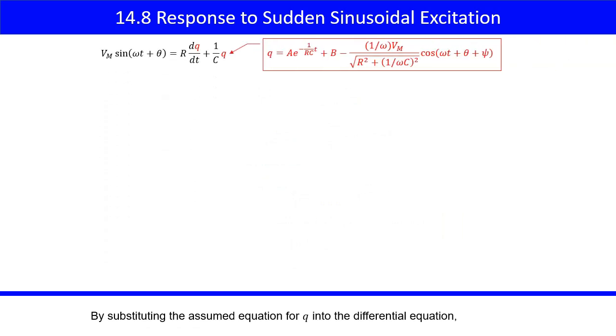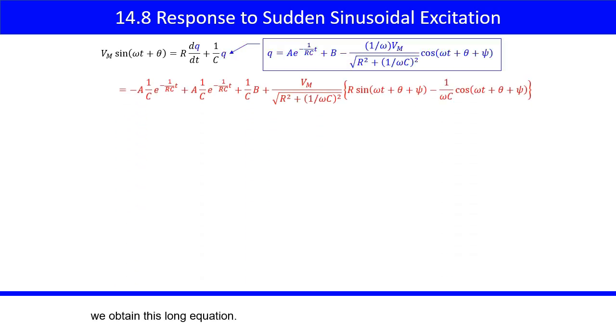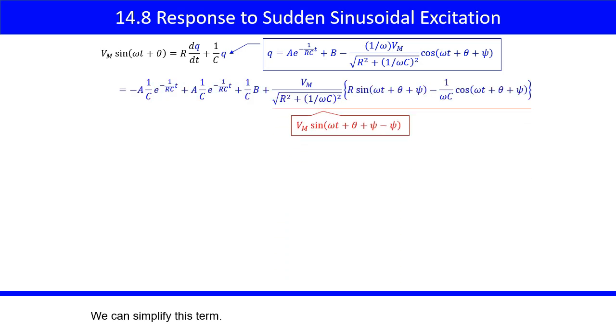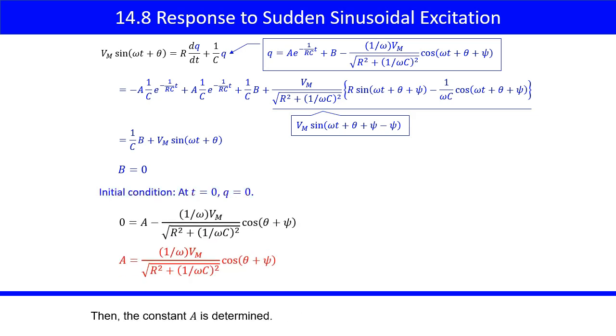By substituting the assumed equation for Q into the differential equation, we obtain this long equation. We can simplify this term. Thus, the constant B is determined. The initial condition is, for example, at t equals 0, Q equals 0. Then, the constant A is determined.